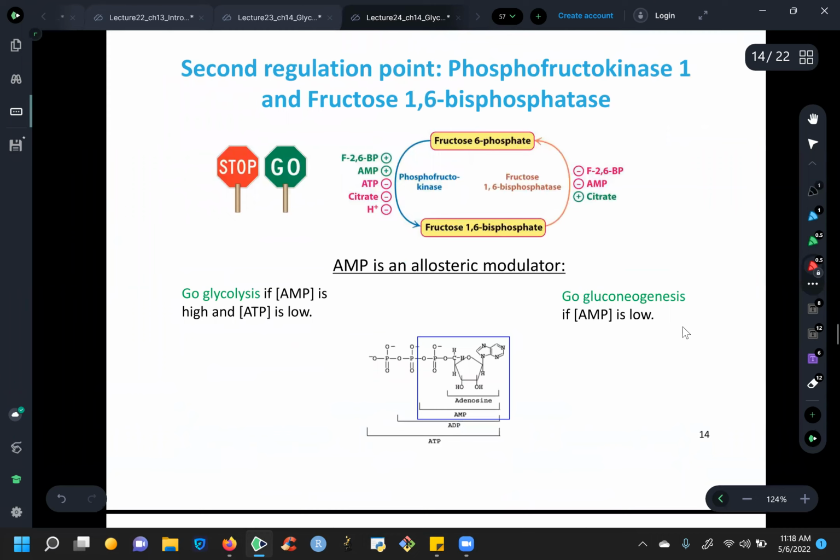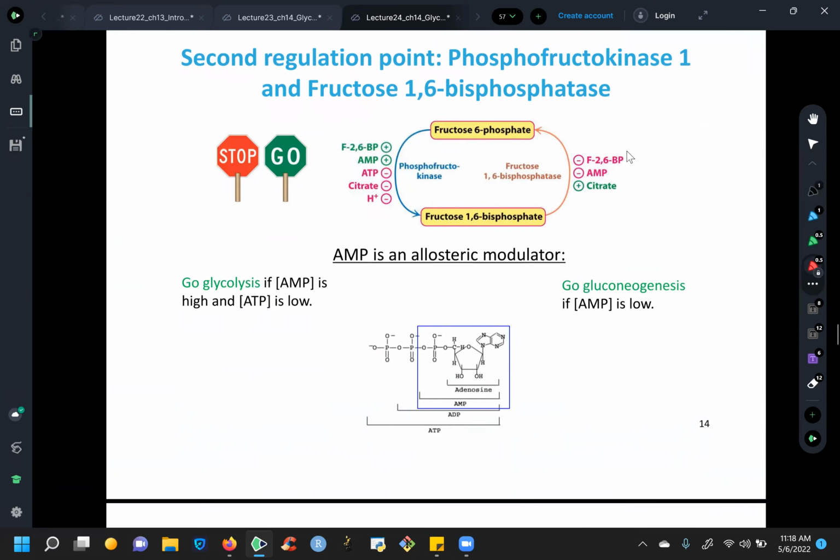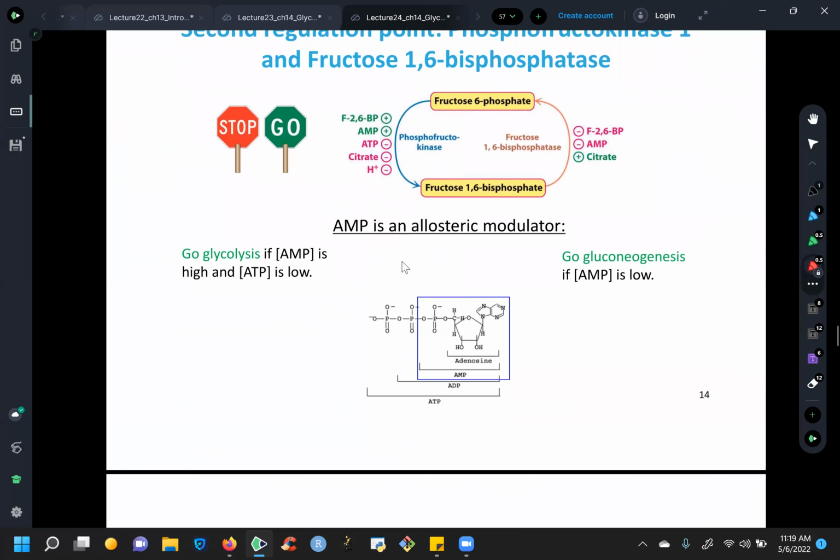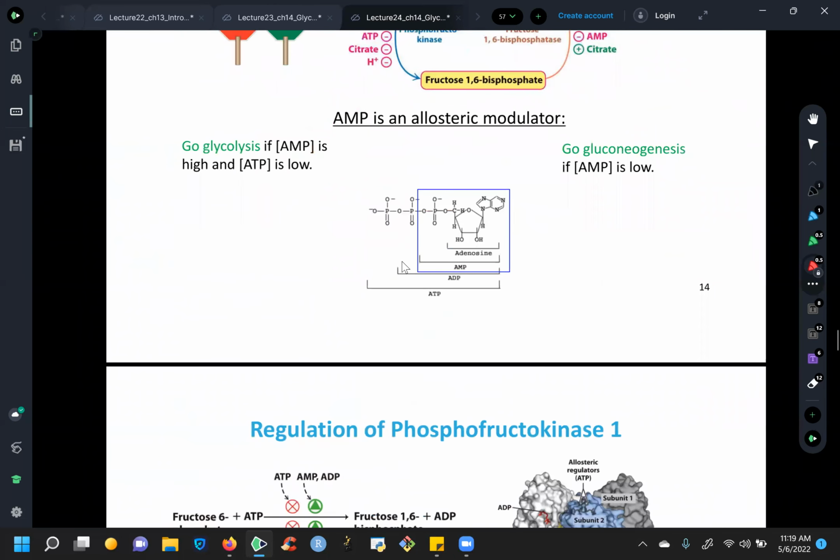The second regulation point is phosphofructokinase 1 and fructose 1,6-bisphosphatase. So this is the next reaction that is irreversible. In green, we have GO glycolysis if AMP concentration is high and ATP is low, and then GO gluconeogenesis if AMP is low. I do think they're going to ask you about specific molecules and whether they inhibit or promote glycolysis or gluconeogenesis, so I'd make a flashcard.